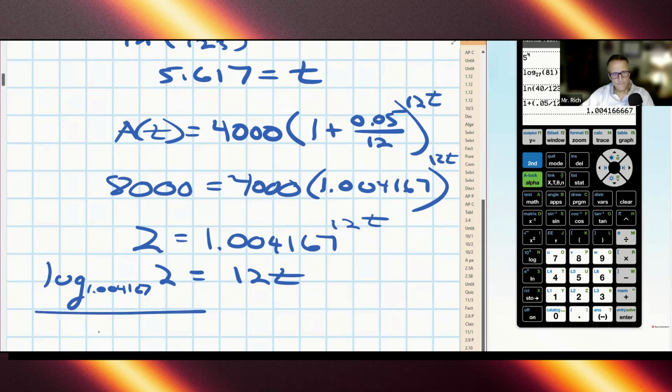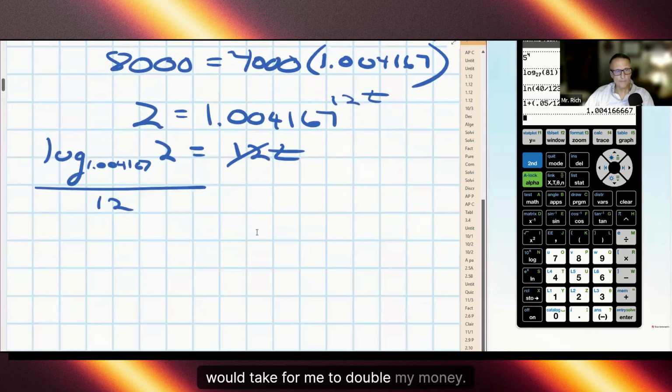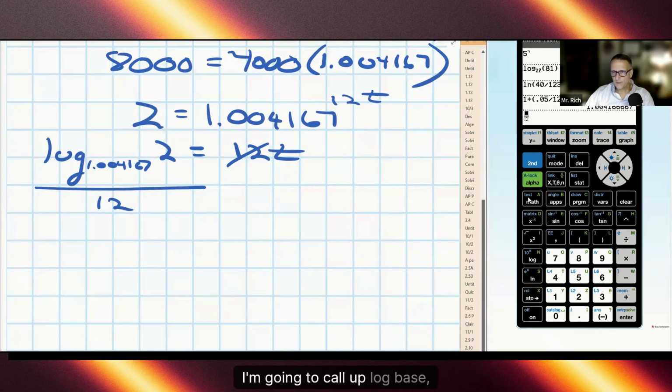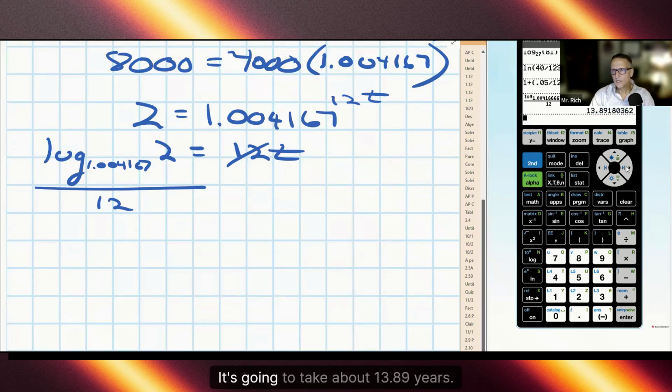So basically, divide by 12, and that's going to be how long it would take for me to double my money. So what's that look like on my calculator? Well, I'm going to make a fraction. I'm going to call up math, log base. I went up and grabbed that and put it into the base of that logarithm, and that is 2. And then down here is 12. Okay, it's going to take about 13.89 years.